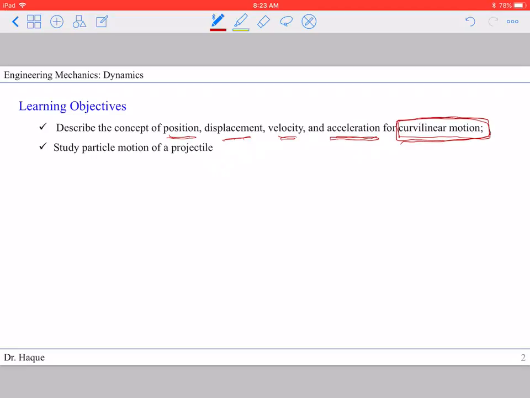In addition, we're going to study particle motion of a projectile. So how the motion of a particle would be if it's assumed as a projectile. So let's move on.